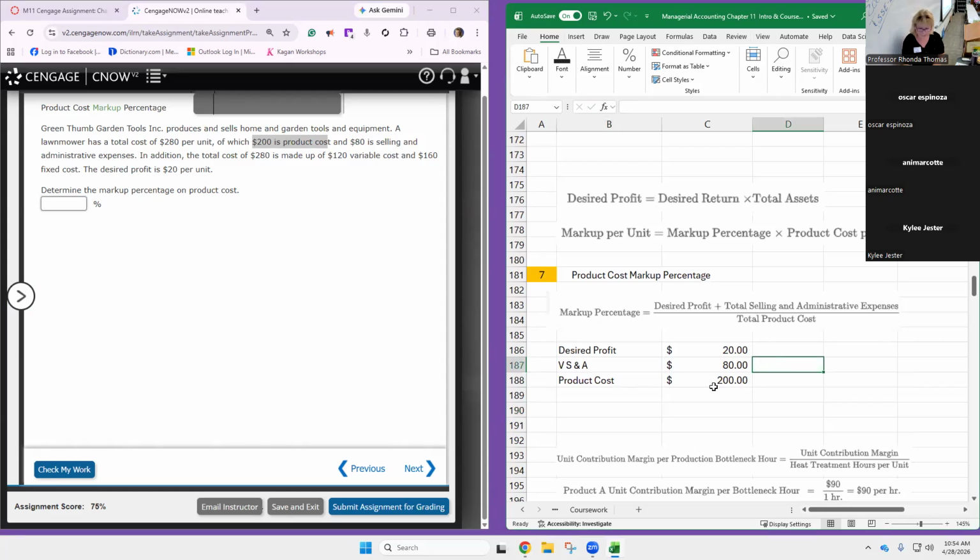So let's add these two together to get our numerator. Okay, equals, just showing that I'm doing the math here. Okay, there's $100, and then we're gonna divide by 200. Okay, so I think we're looking at 50%. Okay, so our markup percentage is, here's your numerator, here's your denominator, and we need it in a percentage.